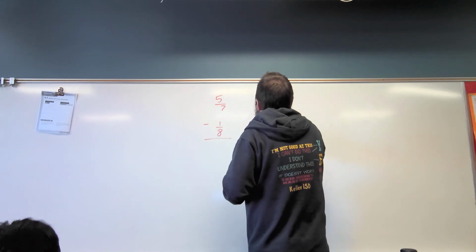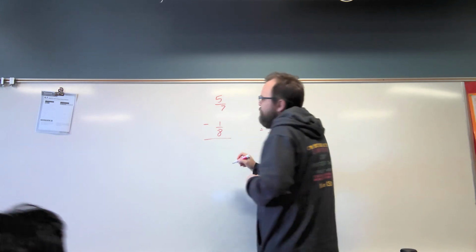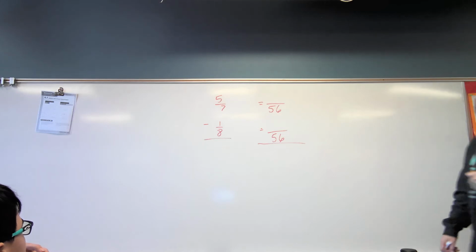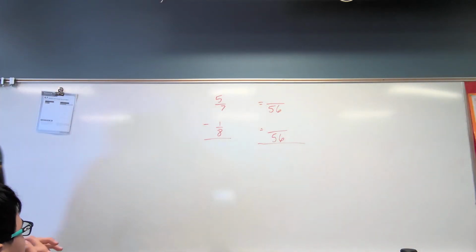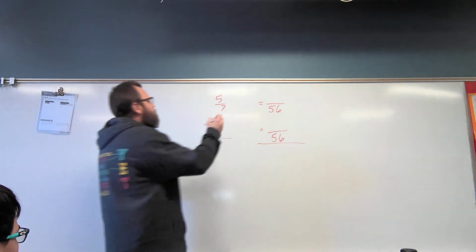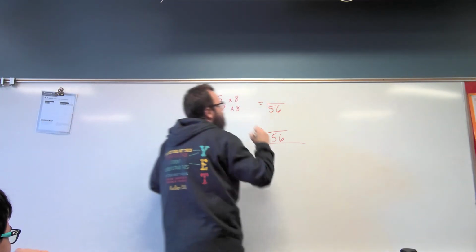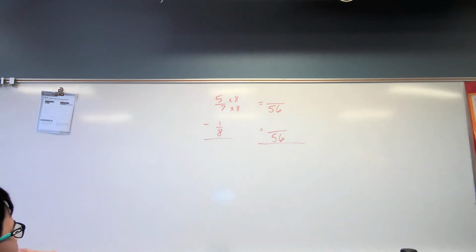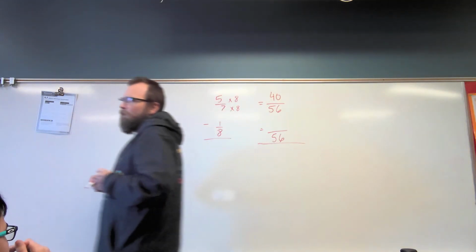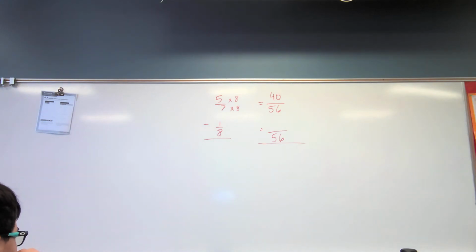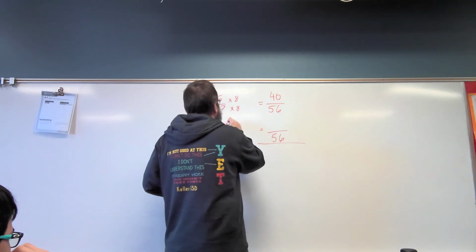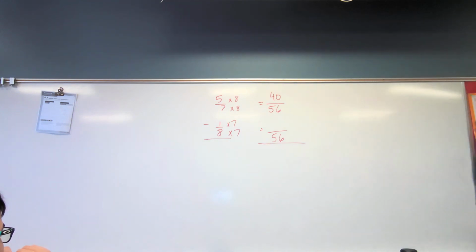That means I need to change both of these fractions so that they have a denominator of 56 without changing their values. So I ask Jaden, what do I multiply by 7 to get 56? 7 times what equals 56? 8. If I multiply my denominator by 8, I must also multiply my numerator by 8. And Jaden, 5 times 8 is? 40. And what do I multiply Zoe times 8 to get 56? 7. If I multiply my denominator by 7, I must also multiply my numerator by 7. And Zoe, 1 times 7 is? 7.